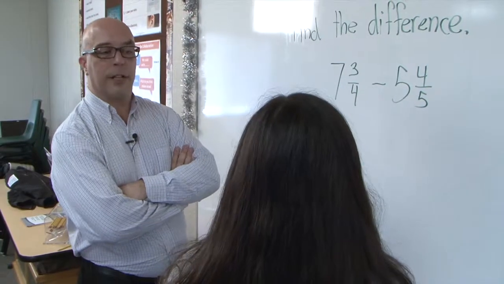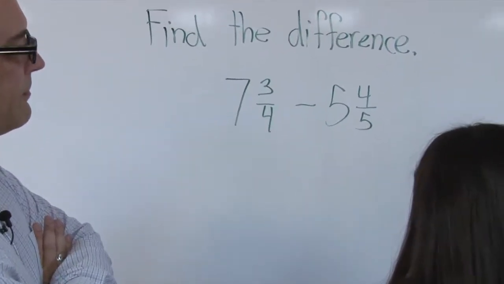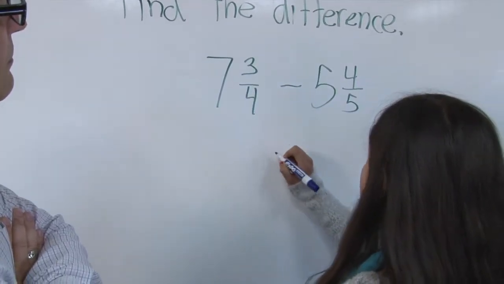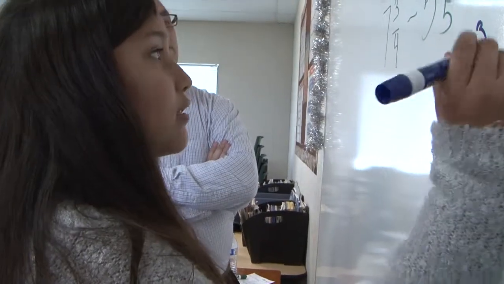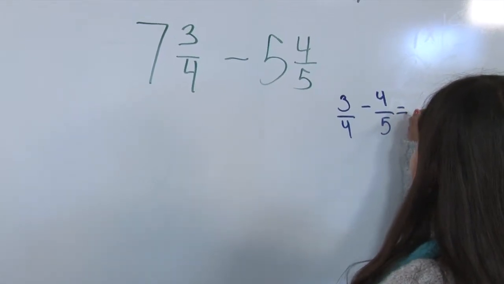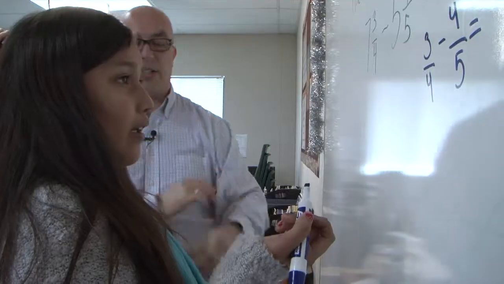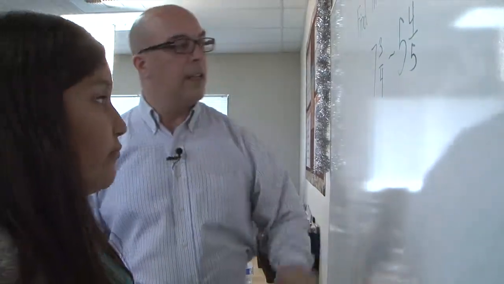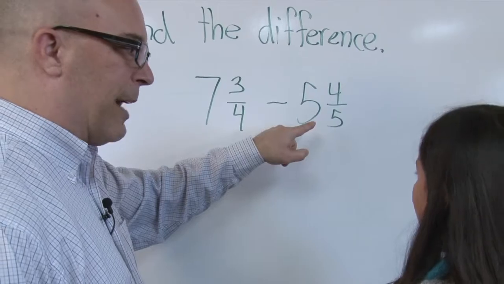All right. How would you like to start this? Well, sometimes I would multiply 5 times 5 and 7 times 4. Or we could do 3/4 minus 4/5. So you can't do 3 minus 4. Yeah, that's kind of hard to do all that, isn't it? So how about if we do this? So you were talking about multiplying them and then turning them into improper fractions.